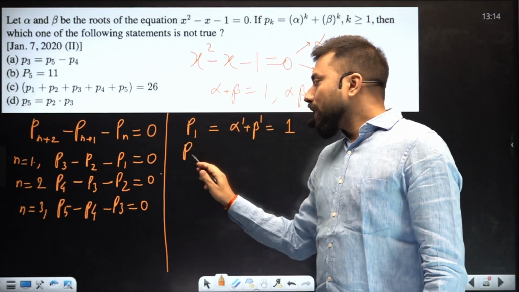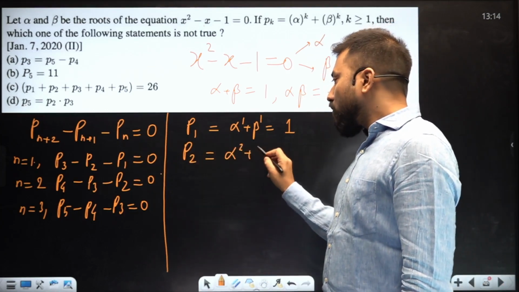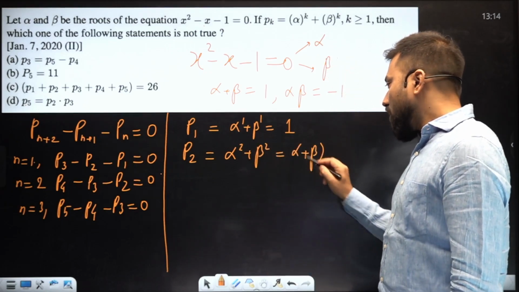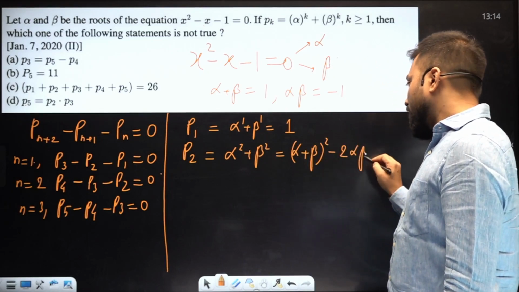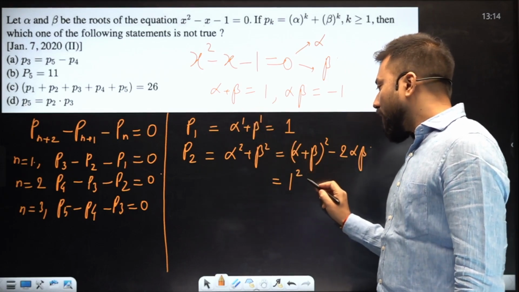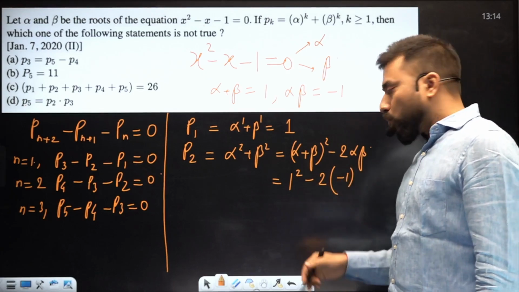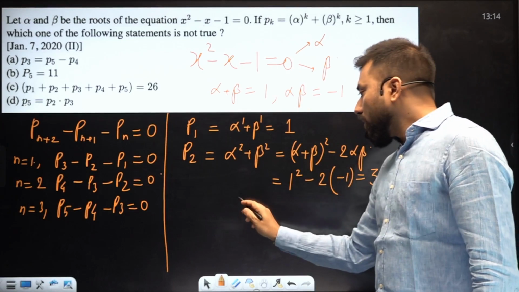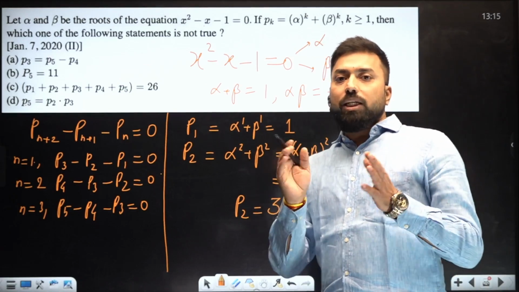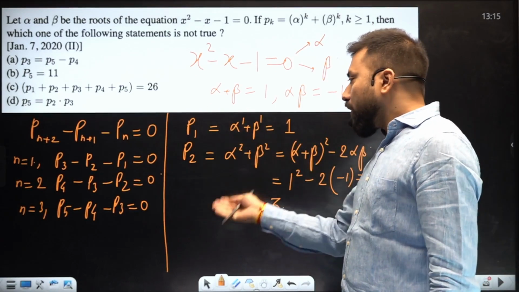Now if I ask you, tell me the value of P2 over here, how would you find P2? P2 is alpha square plus beta square, which is alpha plus beta whole square minus 2 alpha beta. Now we know the value of these two, right? What is alpha plus beta? It's 1, right? So whole square is 1 square minus 2 times alpha beta, which is minus 1. So 1 plus 2, which is equal to 3. So here we have the value of P2 as 3, right?